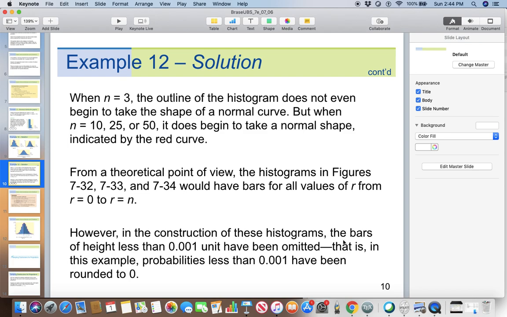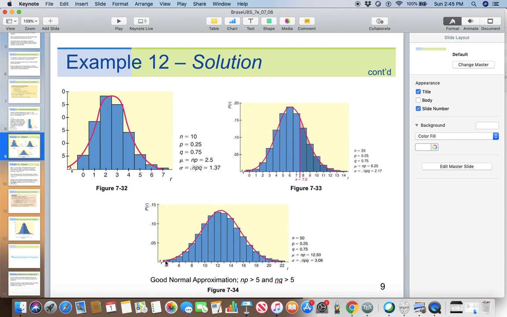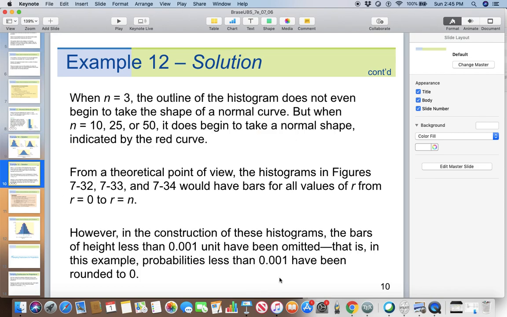However, in the construction of these histograms, the bars of height less than 0.01 have been omitted. Probabilities less than 0.001 have been rounded to 0. So what they are talking about, look at here, these bars are getting tinier and tinier. Each bar represents a probability. So if the probability is less than 0.001, it has been rounded to 0 and the bar has not been drawn.